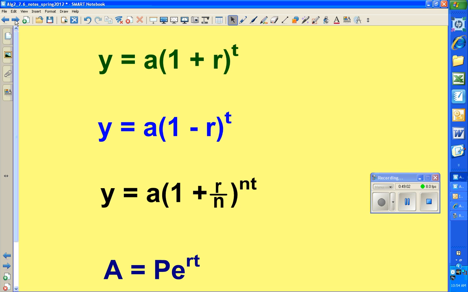What is this formula for? Word problems. One word. Growth. What's this for? Compound, where you can count the number of compounding periods. And what's this for? Continuous compounding.